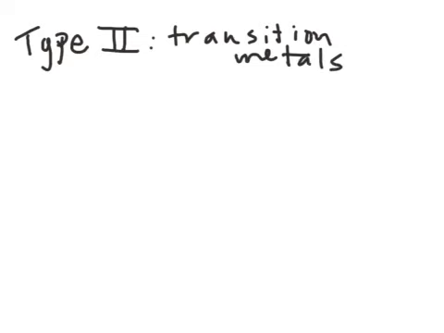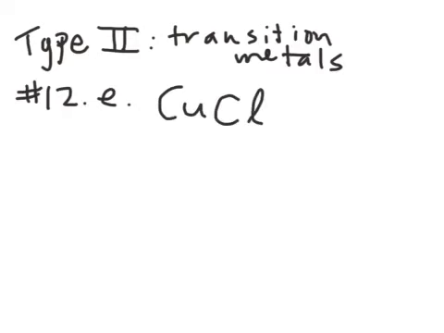Type 2 compounds. So they're the ones with the transition metals. And I'm going to do, let's see, number 12. Number 12E from your homework. CuCl2.